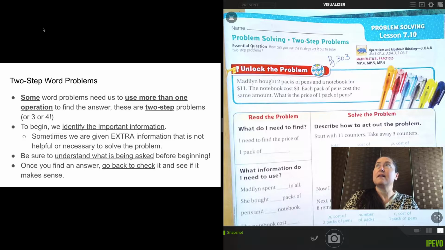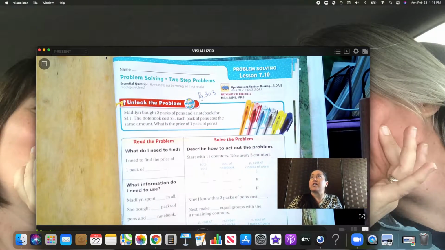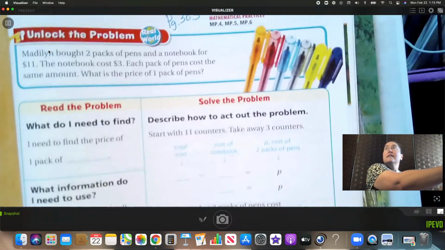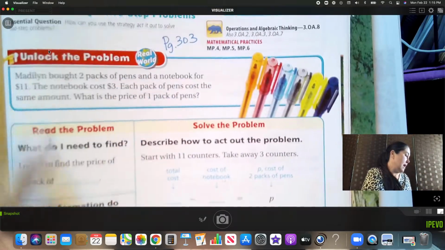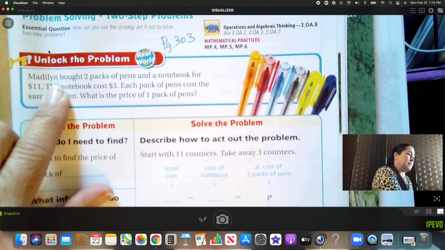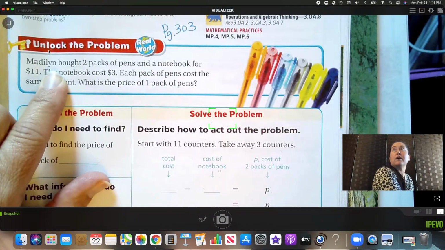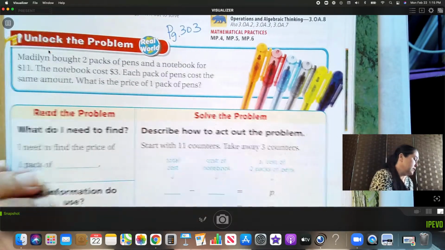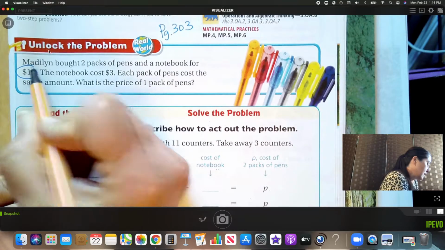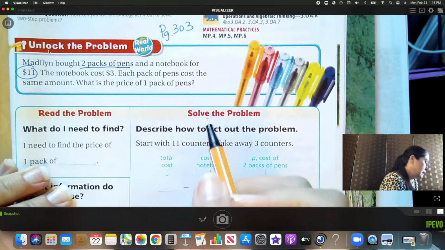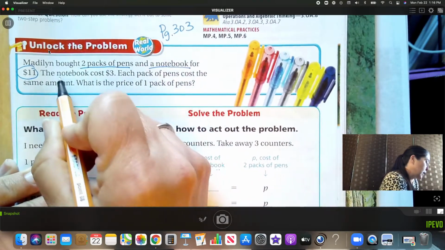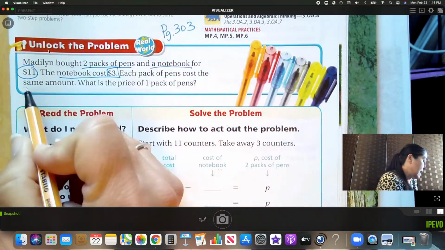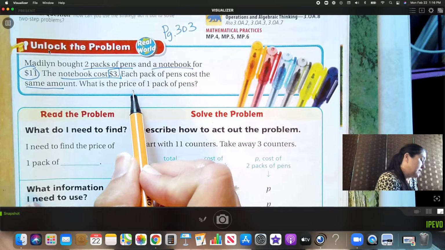And let's get to the whole page here. You ready? So we've got Madeline, and she bought 2 packs of pens and a notebook, for $11. We're here on page 303. The notebook costs $3, so total she's spending $11. She's getting 2 packs of pens and a notebook. And the notebook costs $3, right? Now, each pack of pens costs the same amount. What is the price of 1 pack of pens?